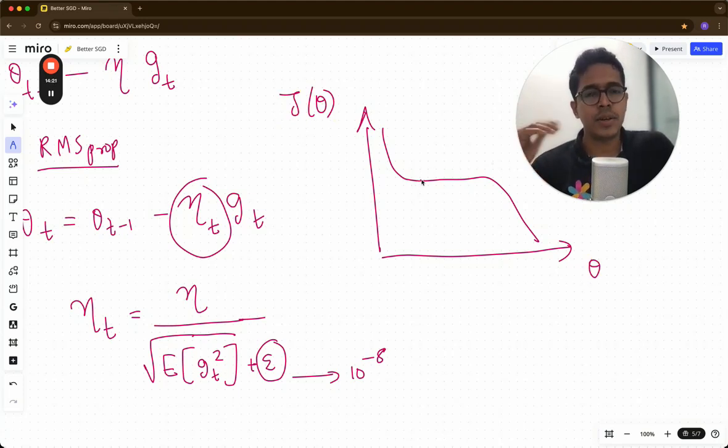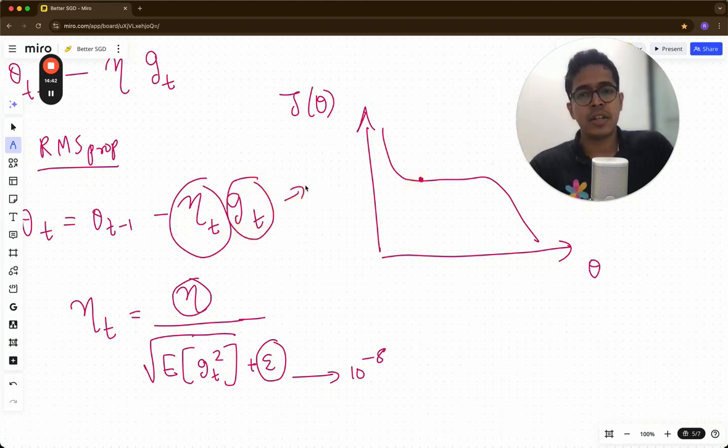So let's say you are starting from here. Here the slope is very, very small, meaning the moving average of the square of the gradient is a very small number. So if eta was, let's say, 0.1, then gt, the gradient, is a very small number here. Let's say the gradient is 10 to the power of minus 8. Then the square of the moving average will be something close to 10 to the power of minus 16 in this region after 1 or 2 time steps.